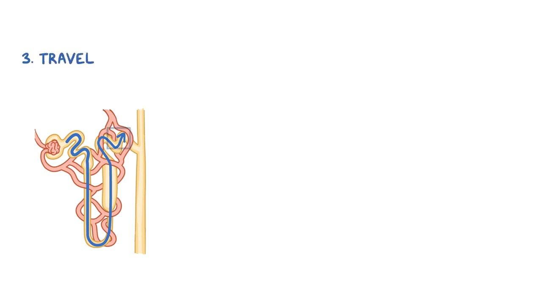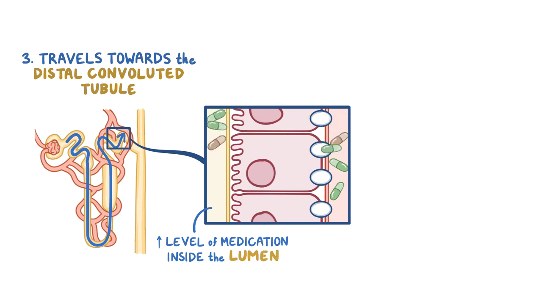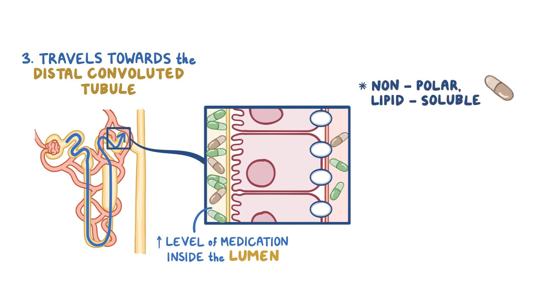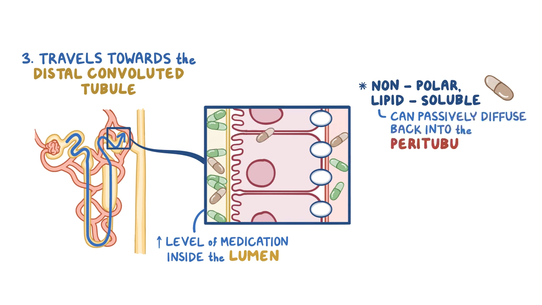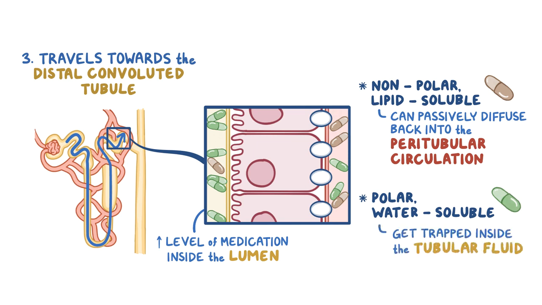Now, as the filtrate travels toward the distal convoluted tubule, the level of medication builds up inside the lumen. So, its concentration rises higher than in the peritubular capillaries. Now, if the medication is nonpolar and lipid-soluble, it may passively diffuse out of the tubular lumen and back into the peritubular circulation. On the flip side, polar and water-soluble medications can't cross the membranes of tubular cells, so they get trapped inside the tubular fluid and are eliminated from the body with the urine.